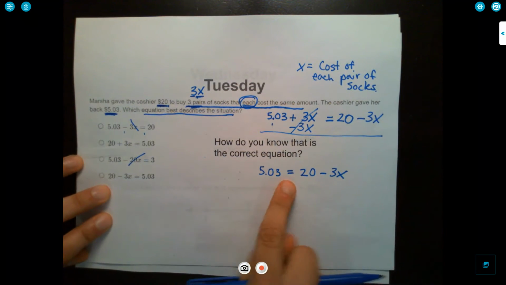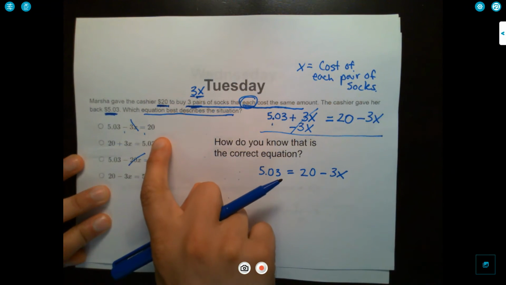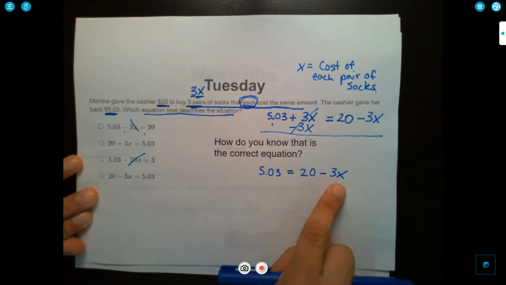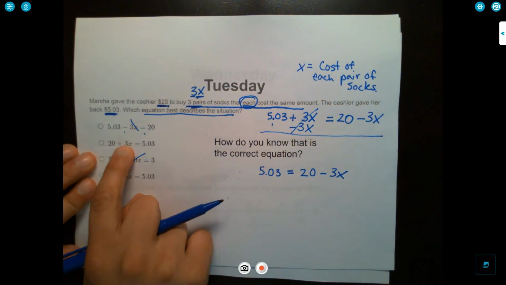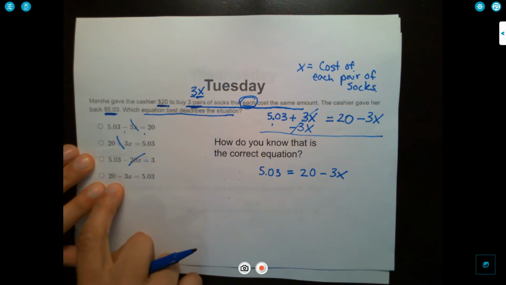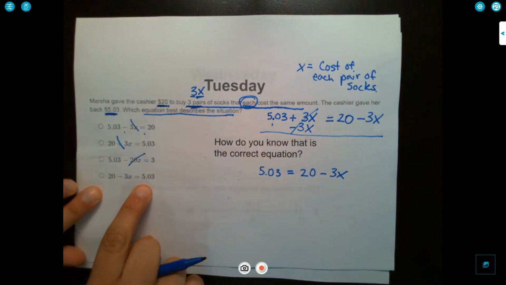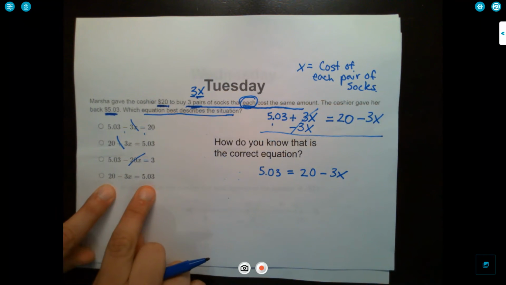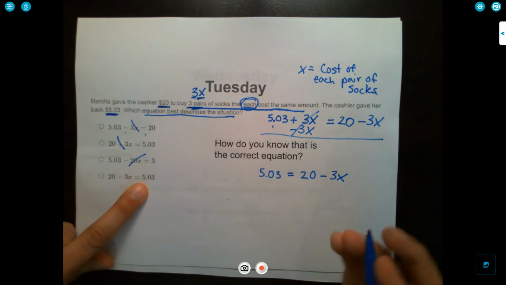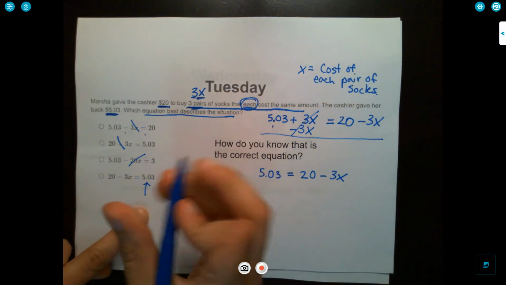So we need something that mimics this. We need something, we have equal to 5.03, equal to 5.03. So we need something that says 20 minus 3x. Well, it can't be this one because this one has 20 plus 3x. So that leaves us with this one. 20 minus 3x is equal to 5.03. So the way they have it set up is they have the total amount of how much money she gets back.